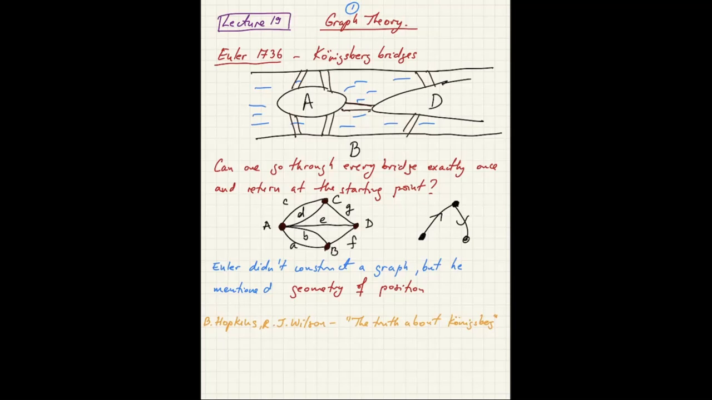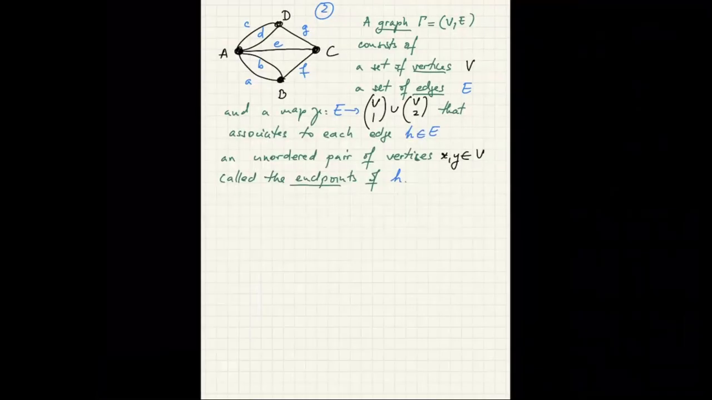We'll come back to this problem and solve it in a more general setting, and we'll show that this condition, that the number of bridges at each piece of land is even, is actually necessary and sufficient for the existence of a circuit that goes through every bridge exactly once and returns to the starting point. But to do that, we need to introduce some notation and get more familiar with these notions of graph theory. So let's start doing that now.